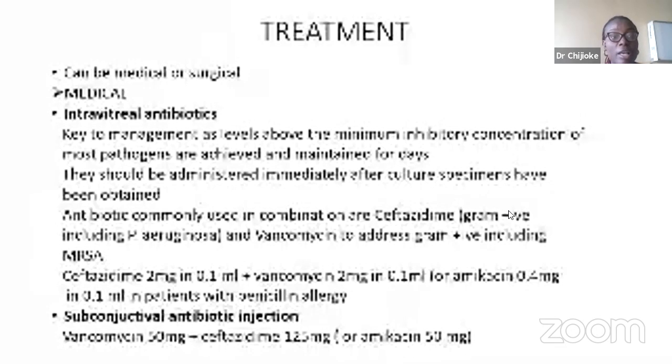Antibiotics commonly used in combination are ceftazidime, which covers gram-negative organisms, including Pseudomonas aeruginosa, and vancomycin to address gram-positive organisms, including penicillin-resistant Staph aureus. Usually given as ceftazidime 2 mg in 0.1 mL plus vancomycin 2 mg in 0.1 mL. Alternatively, amikacin 0.4 mg in 0.1 mL can be used as an alternative to ceftazidime in patients with penicillin allergy.